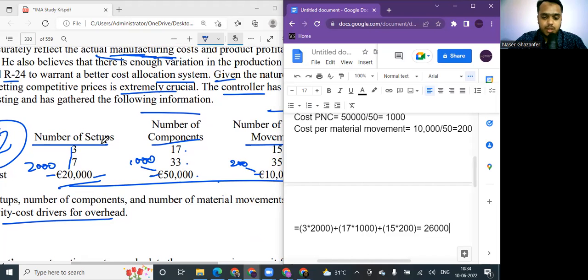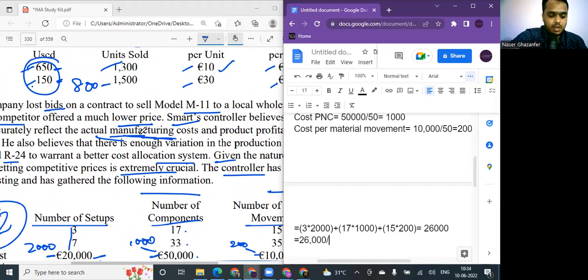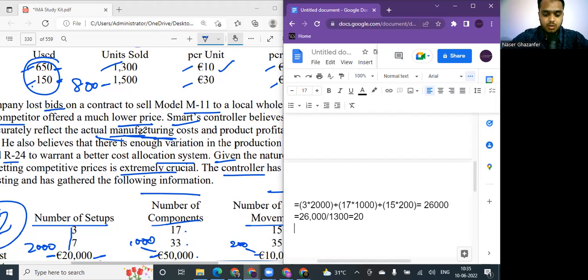How many units are sold there? If you just go back, 1,300 units are sold. So it is equal to 26,000 divided by 1,300. I am getting my overhead cost as 20. So here I can say my overhead cost per unit is equal to 20. And I'll also put down for which product: M11 overhead cost per unit is 20.